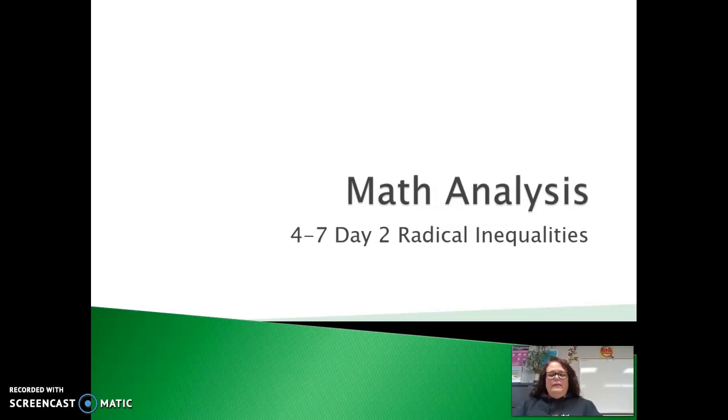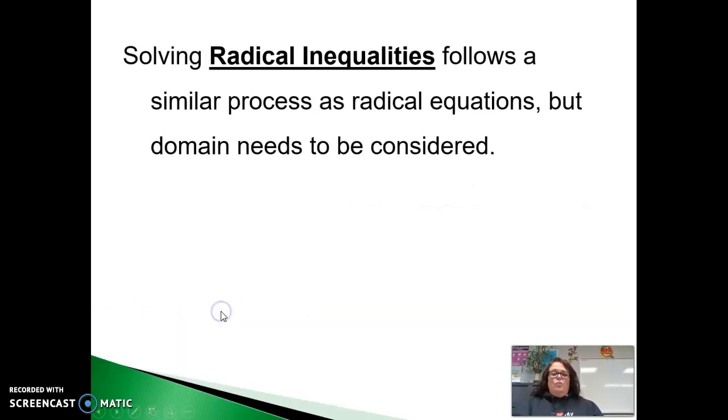Alrighty, so we are in the last half of section 4-7, the radical inequalities. Last time we talked about equations, now it's inequalities. I believe this will finish up our chapter 4 journey. When we're talking about radical inequalities, it's going to follow a similar process that we did with the radical equations. But now we have to consider domain.